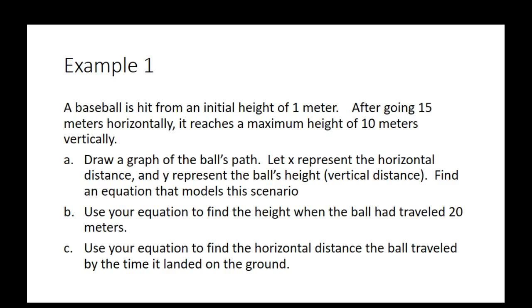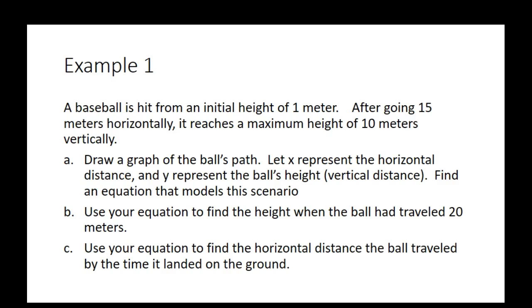So here we go. A baseball is hit from an initial height of 1 meter. After going 15 meters horizontally, it reaches a maximum height of 10 meters vertically. So what you guys need to do is turn this crazy, ugly sentence into a picture in your head. Can you imagine a baseball hit from a meter, about this high? And after going 15 meters horizontally, it reaches a maximum height of 10. So by the time it's 15 meters away from you, the height is 10. Does that make sense? Can you kind of visualize that?